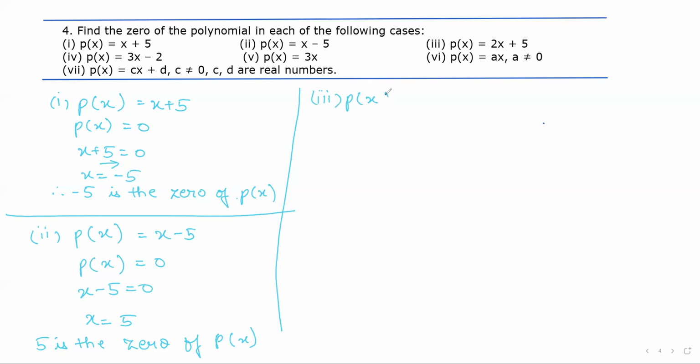P of x is equals to 2x plus 5. Equating P of x with 0, you have 2x plus 5 is equals to 0. Therefore, x is equals to minus 5 by 2. Therefore, minus 5 by 2 is the 0 of P of x.